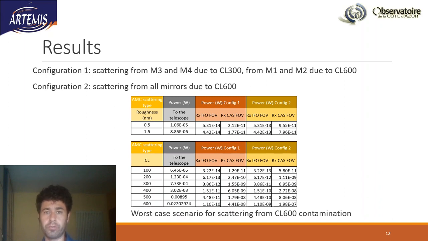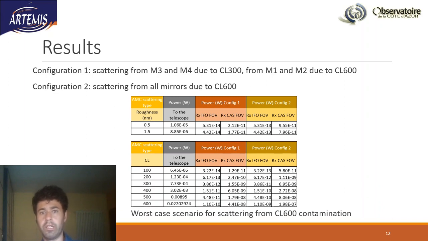Here I show you the results of this analysis. As I said before, scattering is calculated both for roughness of the AMC surfaces, shown in the first table. Roughnesses are 0.5 and 1.5 nanometer, and also for different levels of contamination from 100 to 600 CL. Scattering from the telescope instead is calculated according to two configurations.